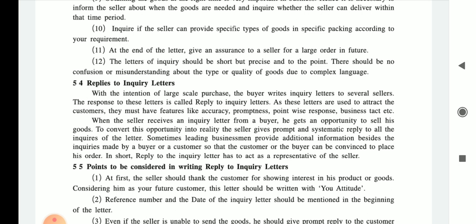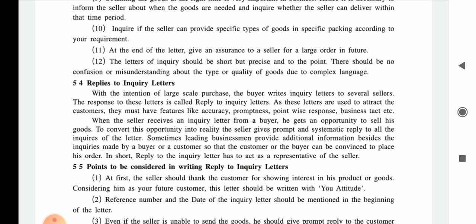The letter of inquiry should be short, precise and to the point. See, a letter of inquiry should be short. You have to write a very short letter for the business or inquiry purpose. While you are writing this type of letter, you also have to make sure it is to the point, without so many unnecessary matters. You have to write only to the point.